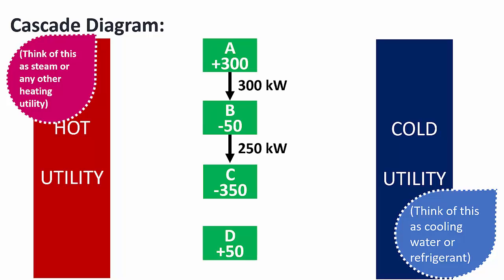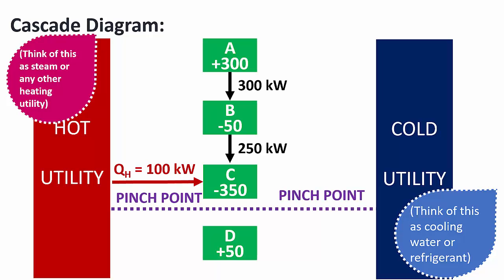Block C, however, needs 350 kilowatts of heat, so we need to supplement the 250 kilowatts with 100 kilowatts from a heating utility. What this means is that we have no heat to give to the final block, block D, and this therefore represents a pinch point. Block D has 50 kilowatts of heat to give, but no block to send it down to. So that means we dispose of it by using a cold utility.